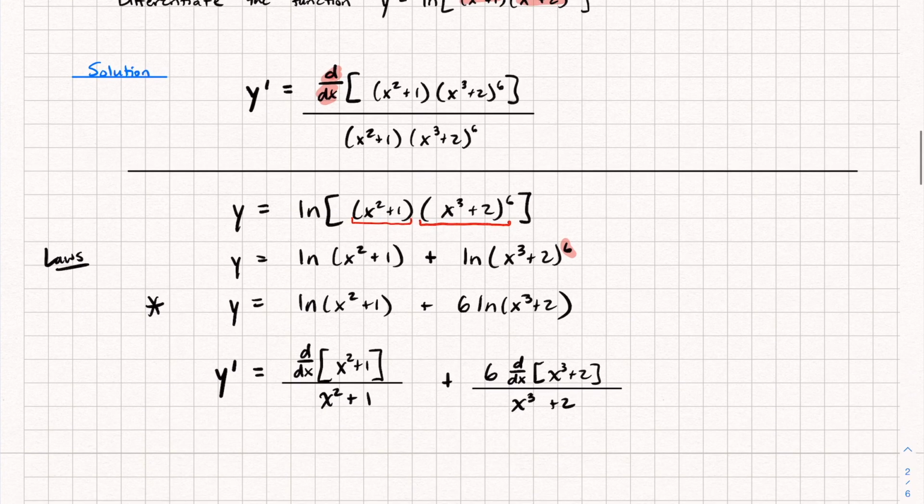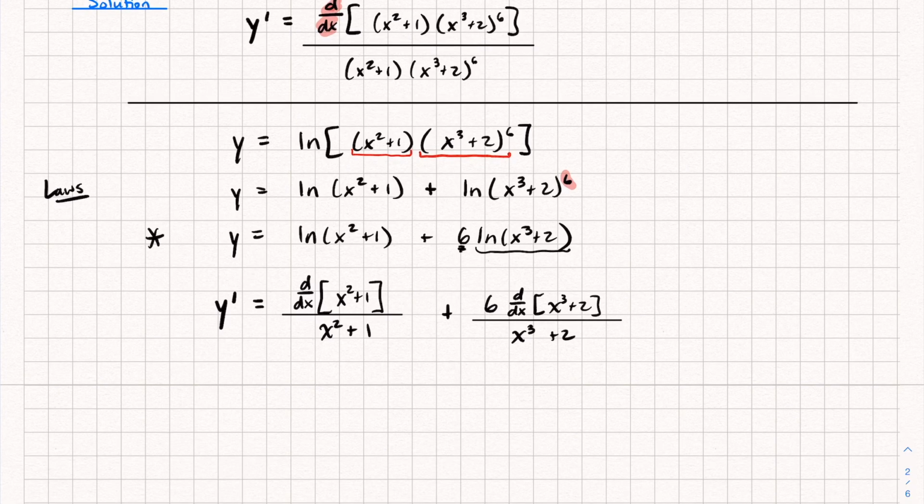The 6, remember, just stays out in front, and I take the derivative of this like normal, which is why I'm just going to leave 6 up top. And so now I just need to go through and derive these pieces. Y prime is equal to the derivative of x squared plus 1. Power rule tells me it's 2x, plus the derivative of x to the third plus 2 is just 3x squared.